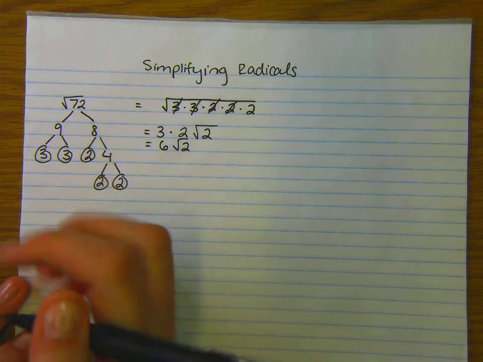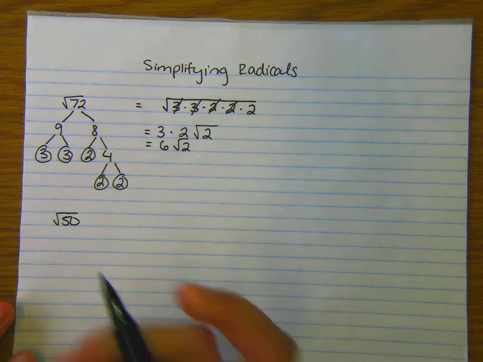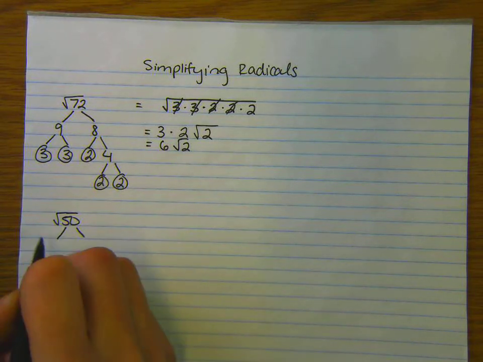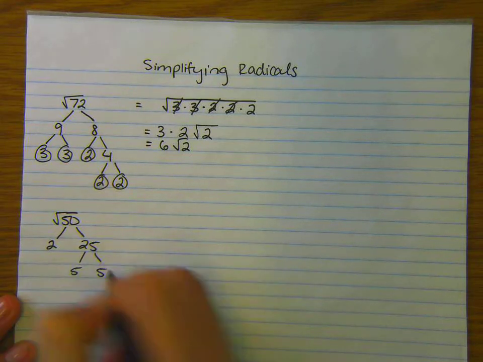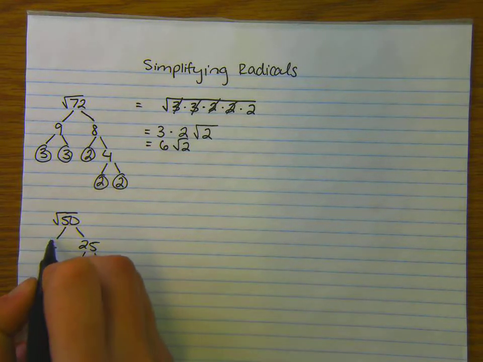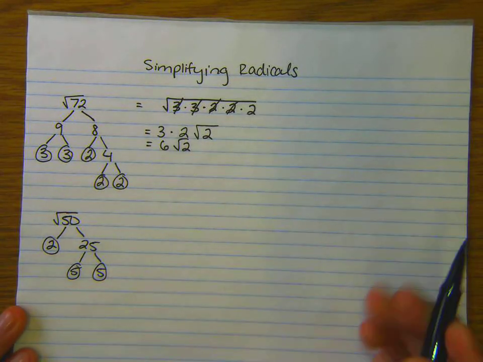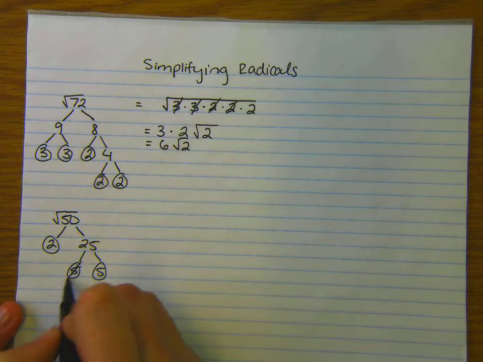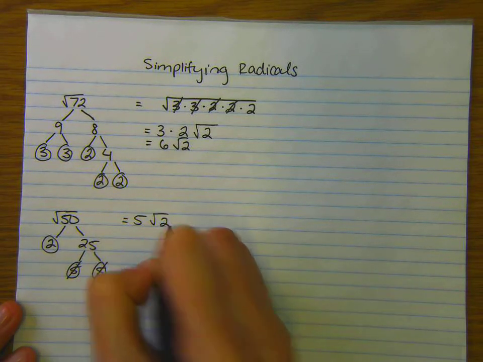Another example, we have the square root of 50. Square root of 50, we can break 50 up into 2 times 25, and we know that 25 is 5 times 5. And so again, circle my last numbers, and I don't have to go through and fill this step in again. I can just see, oh, I've got a pair of 5's, so I can pull that outside my radical, and I'm left with a 2 on the inside.